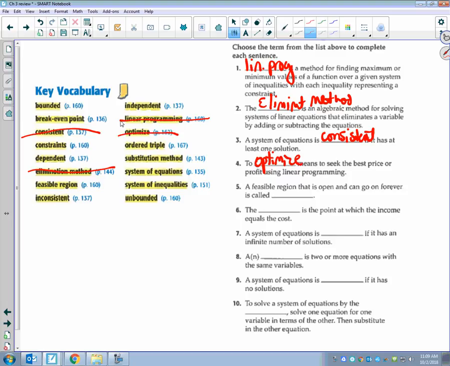Number five, a feasible region that is open and can go on forever is unbounded. Unbounded, that would be, where's unbounded? Oh, alphabetical. The what is the point at which the income equals the cost? That's the break-even point.